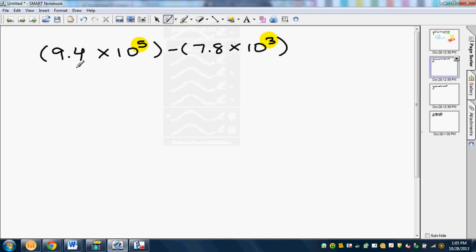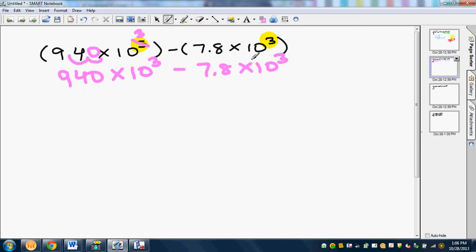Let's see. If I make this, so this would be 940 times 10 to the power of 3, right? Because if I move my decimal 2 places, I could take off 2 places and make that a 3. So this is 940 times 10 to the power of 3 minus 7.8 times 10 to the power of 3. Now that they have the same power, I can go ahead and subtract.